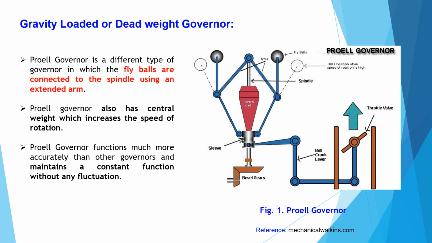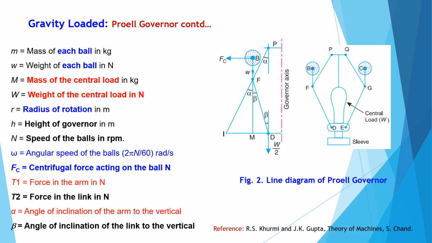The Proell Governor also has a center weight, which increases the speed of rotation. The Proell Governor functions much more accurately than the Watt or the Porter Governor and maintains a constant speed without any fluctuation. Then this figure 2 is the line diagram of the Proell Governor.